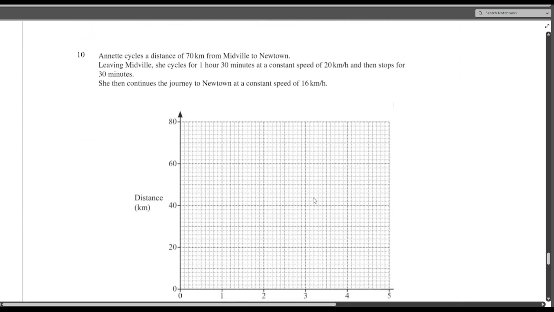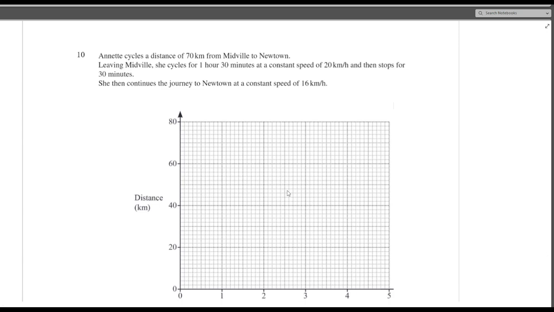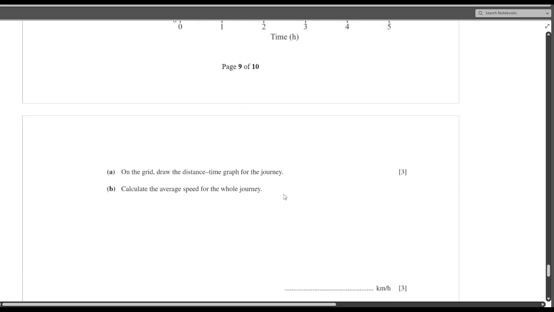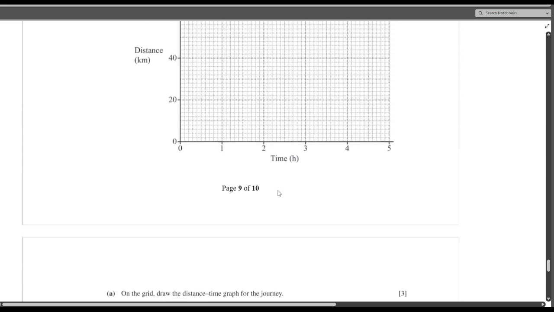Now 10th question. Aneth cycles a distance of 70 km from Midville to Newtown. Leaving Midville, she cycles for 1 hour 30 minutes at a constant speed of 20 km per hour and then stops for 30 minutes. She then continues the journey to Newtown at a constant speed of 16 km per hour. On the grid, draw the distance time graph for the journey and calculate the average speed for the whole journey. So let us first draw.